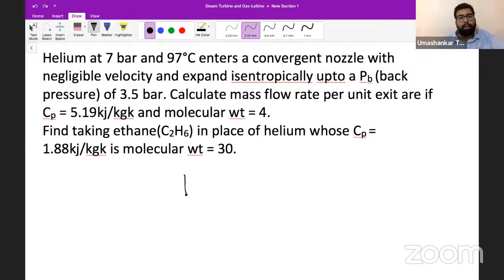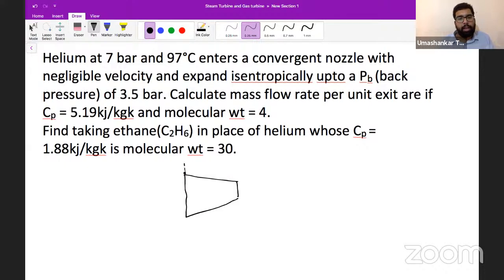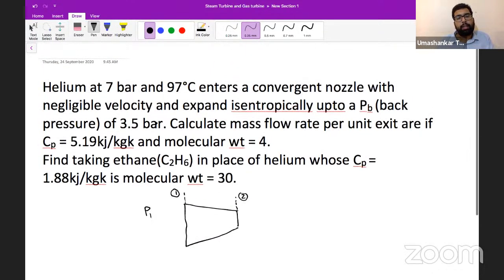So here we have a convergent type of nozzle, as given in the question. What are the entry conditions we are having? Let's say our entry condition is 1 and our exit condition is 2. If you read the question, please take a screenshot of it, the live students.